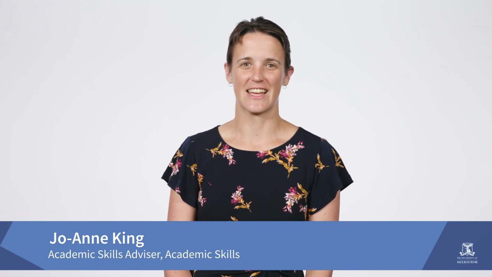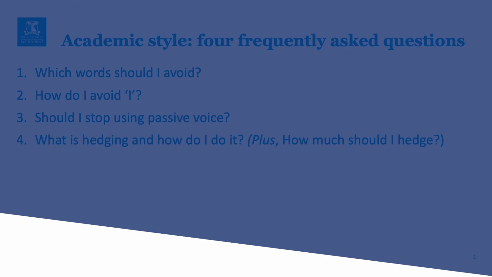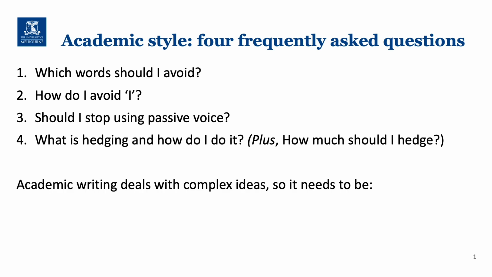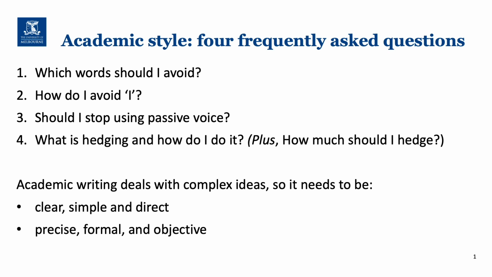This video is going to answer 4 frequently asked questions about academic style and give you some tips to help you meet university expectations in your writing. The first point to remember is that your writing needs to be clear. Academic writing deals with complex ideas, so it is important to keep your writing style simple and direct. However, you do also need to be precise, formal, and objective, and this video will include examples of how to do that.